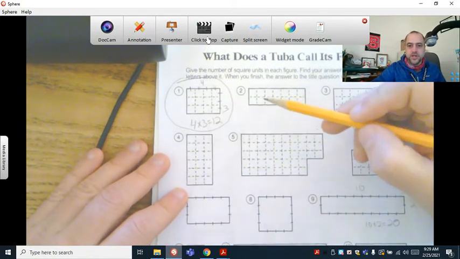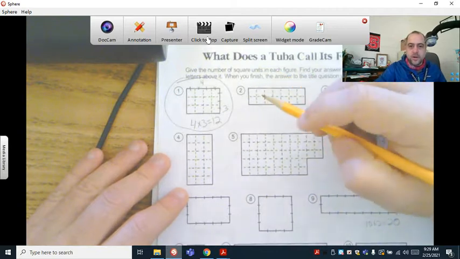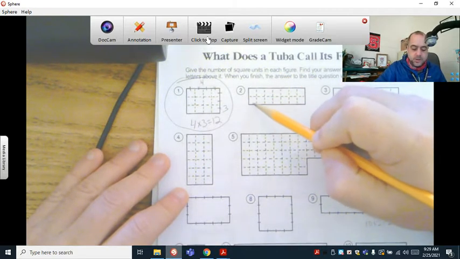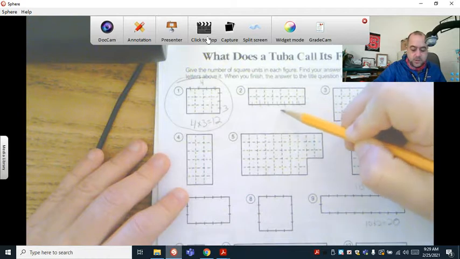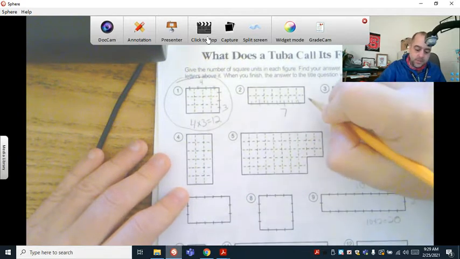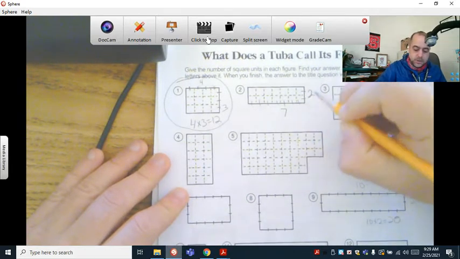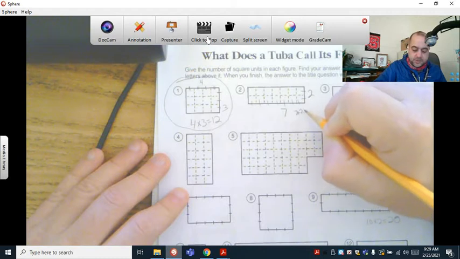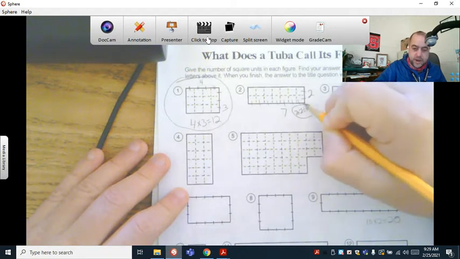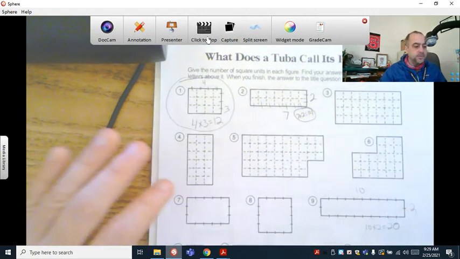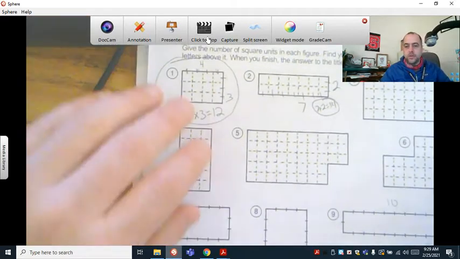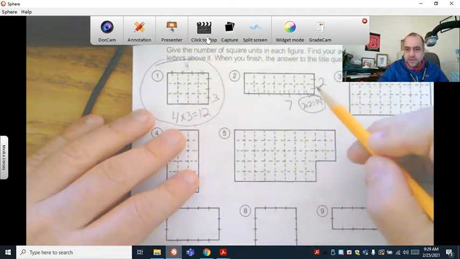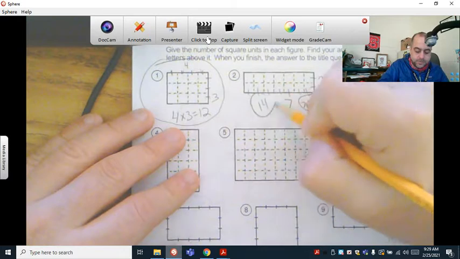Okay, so let's check this one out. Let's figure out our base. 1, 2, 3, 4, 5, 6, 7. Let's figure out our height. 1, 2. 7 times 2 equals 14. There's your area. Sorry if you can't see that very well. 7 times 2 is 14.